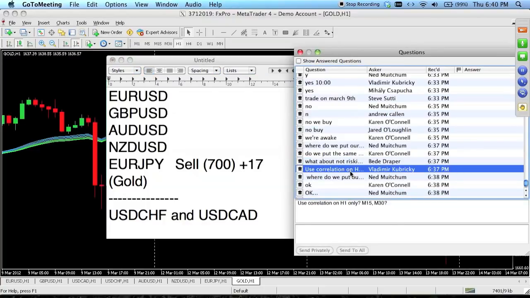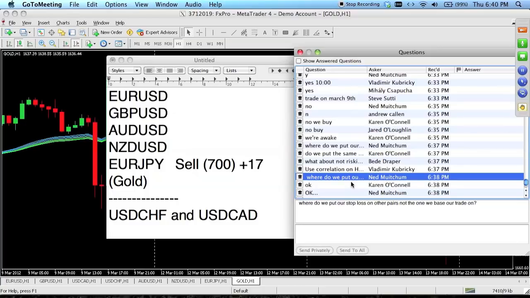Okay? Use correlation on 1 hour only, or 15 minutes or 30 minutes? You guys can use correlation on any time frame you want, but the 1 hour time frame is ideal because every day there is new fundamental news in the market. Every day there is new paperwork, but there is not new paperwork every 15 minutes or 30 minutes. The 1 hour chart will filter the news, so the 1 hour chart is ideal. The 4 hour chart is not worth it because there are only, what, 6 of those in a day. So it's not worth it to do the 4 hour charts.